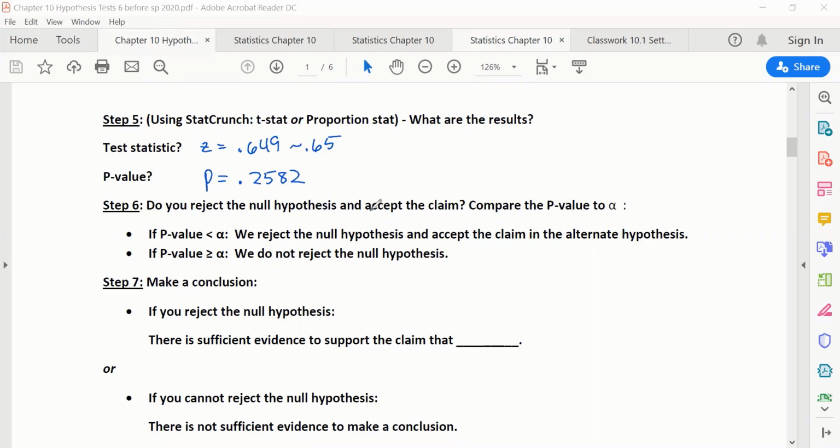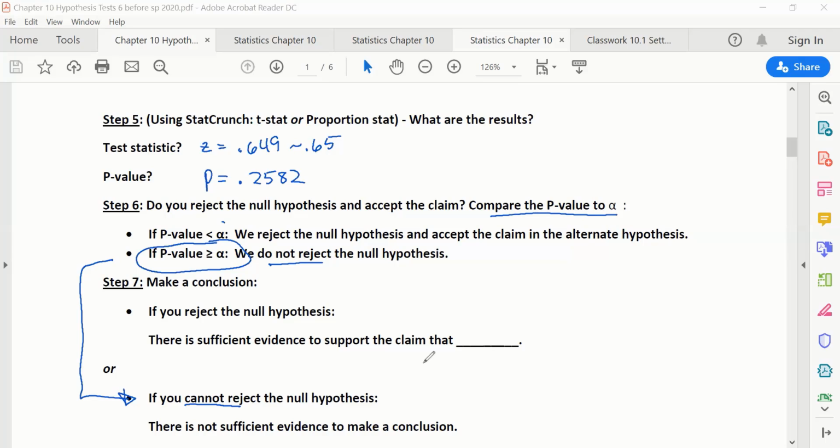Do we reject the null hypothesis? We compare the p-value to alpha. P is greater than alpha. So we do not reject the null hypothesis. And then we go down to the corresponding part of step 7. Since we cannot reject the null hypothesis, there is not sufficient evidence to make a conclusion.